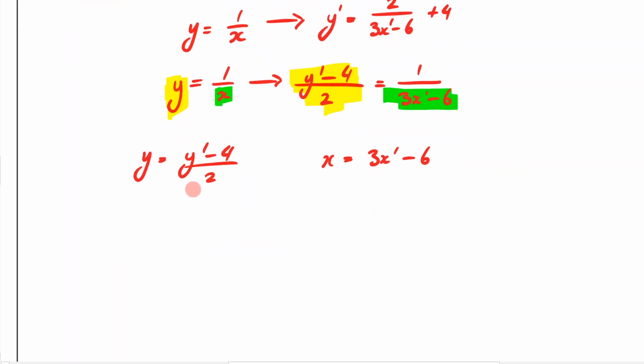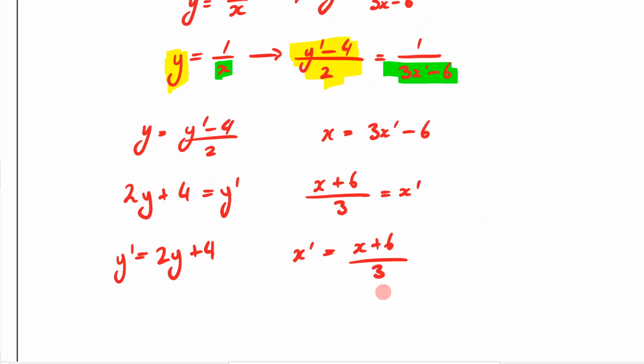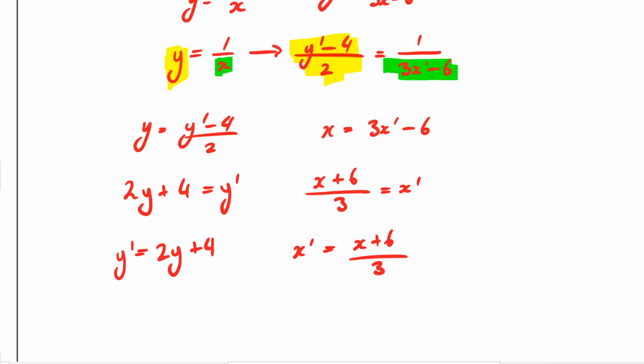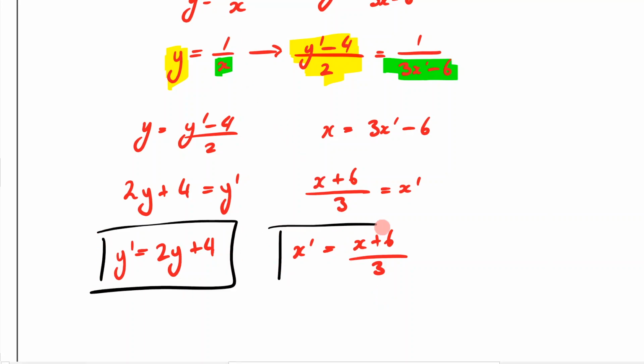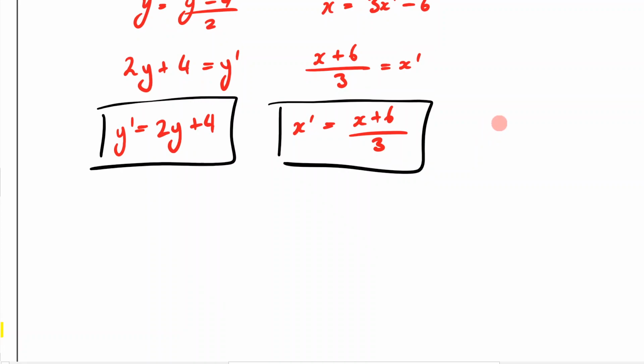Then after I've done that, I now rearrange to find y dash, so I'm going to get 2y plus 4 is equal to y dash. So I'm going to write it like this, y dash is equal to 2y plus 4. I just wrote it left to right because I'm strange that way. And then x dash is equal to x plus 6 over 3. And as you can see, these are the all-important things we need. This and this. And then from these, we can now read off the sequence of transformations.